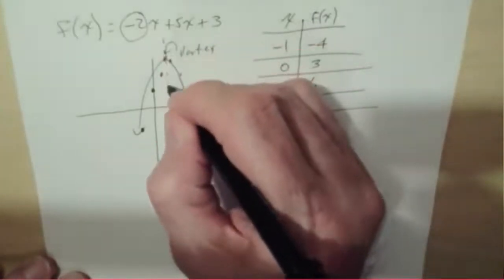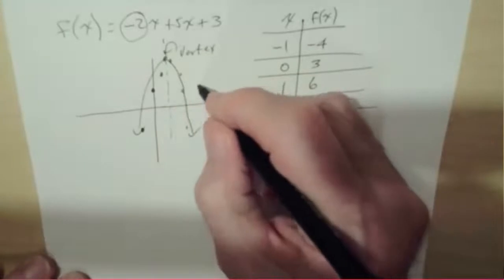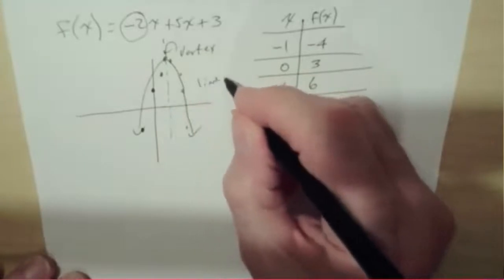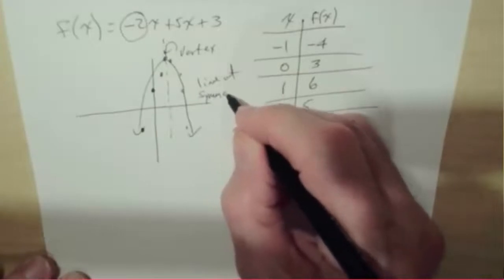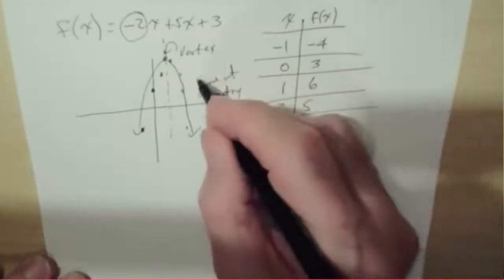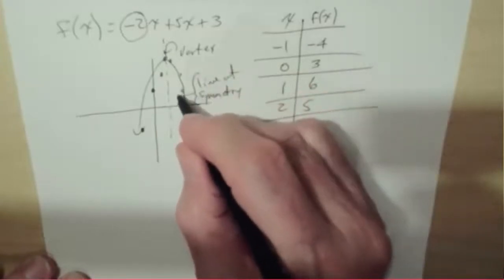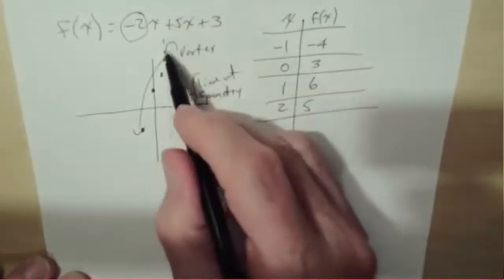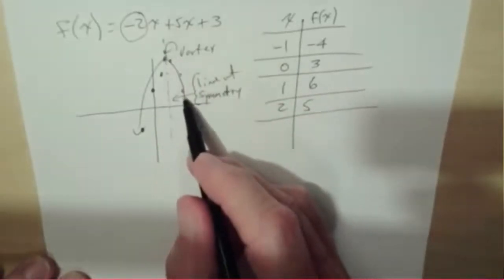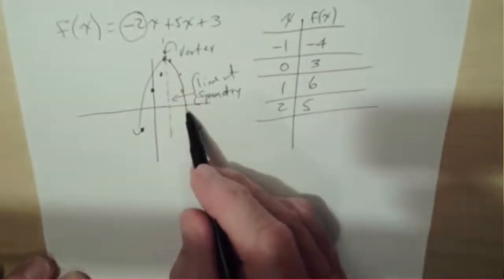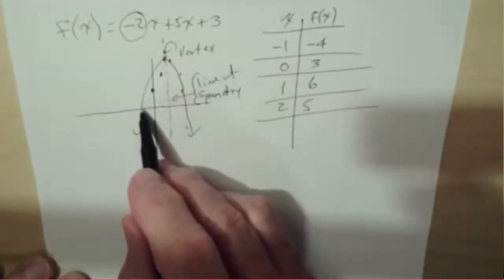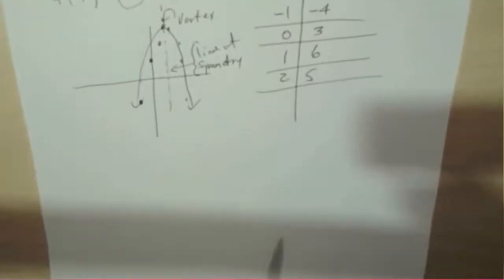And this is the line of symmetry. S-Y-M-M-E-T-R-Y. Line of symmetry. Which means if you folded this thing over, this is the fold, this would line up exactly with this.